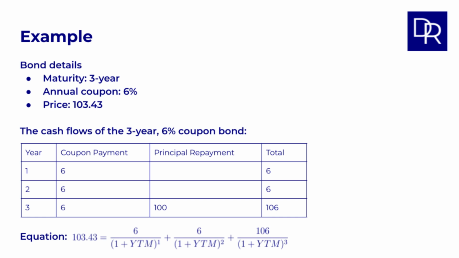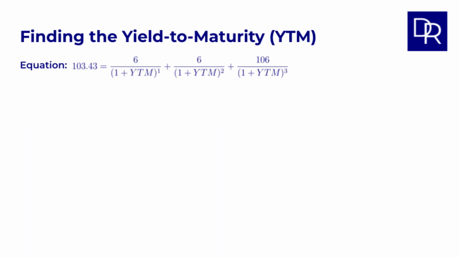So we have the following equation. The price of 103.43 equals the sum of the present values of the three cash flows. If you're unsure about this formula, have another look at the previous lesson 10 where we went through this in detail. So we have this formula.